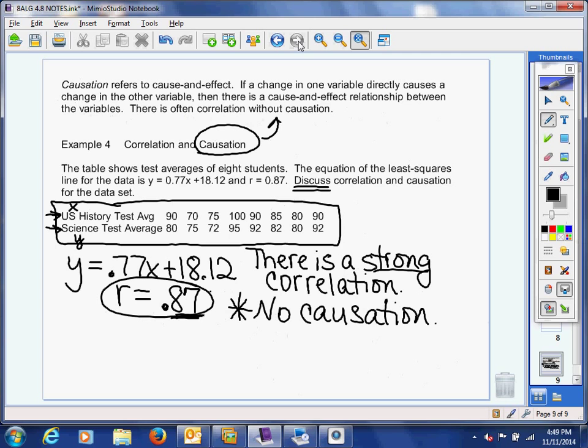Here, I tried to show you an example where you may have strong correlation, but those two don't have any causation. History test average does not cause the science test average. Okay? Now, I hope that made sense. If it didn't, rewind me, listen to it one more time. And if you're still confused, let's come to class and have a discussion about it, okay? Thank you very much.